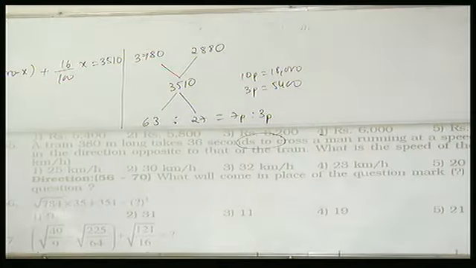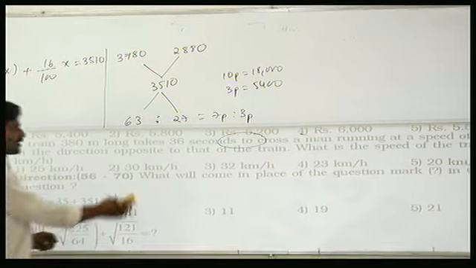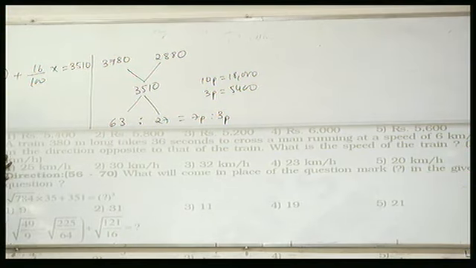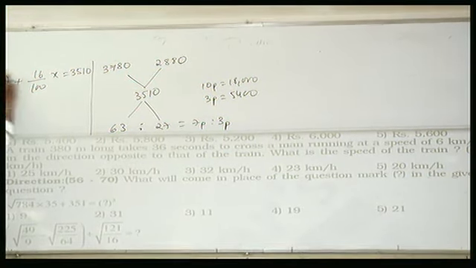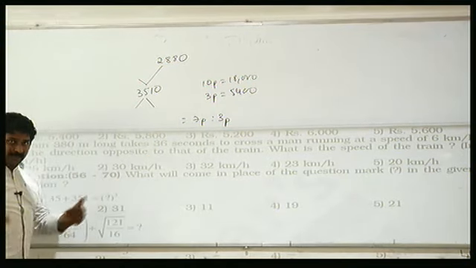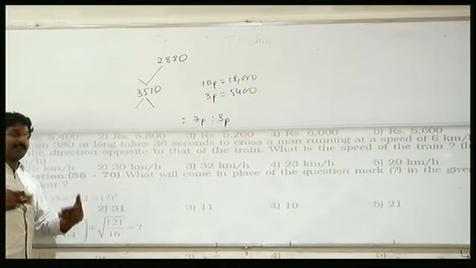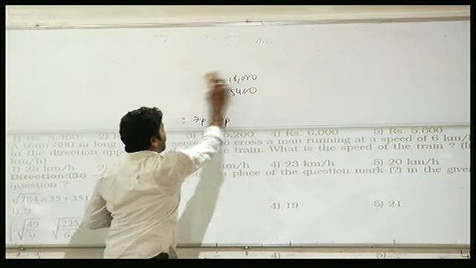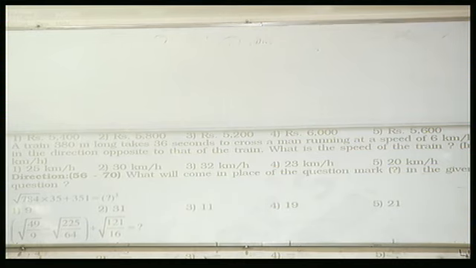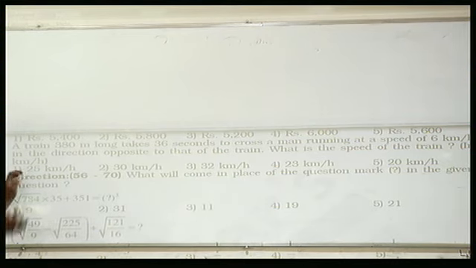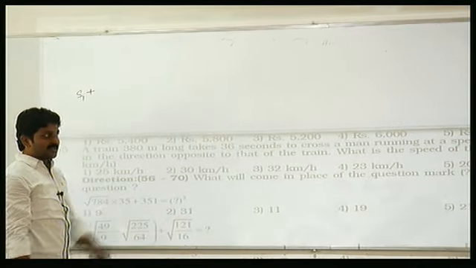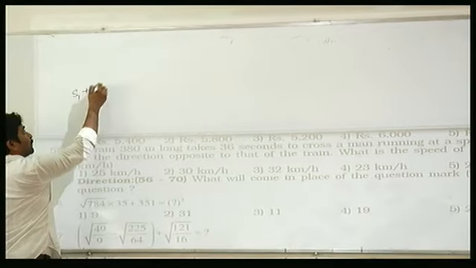A train 380 meters long takes 36 seconds to cross a man running at a speed of 6 km per hour in the direction opposite to each other. See, if both are moving opposite to each other, we have to take relative speed. When they are moving opposite to each other, relative speed becomes S1 plus S2. You are asked about the speed of the train. Relative speed is equal to S1 plus S2. Speed of the train S1 plus the person is moving with a speed of 6 km per hour.